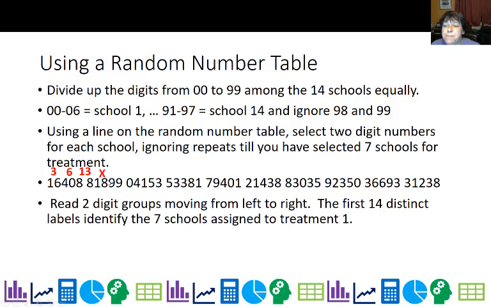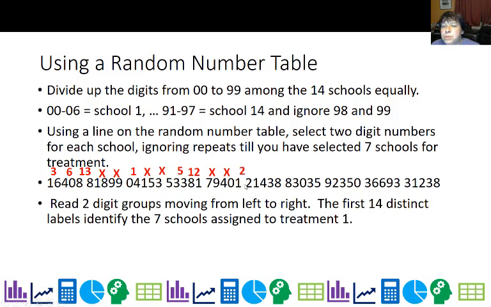Then 18 I'm not going to use because that's actually in group 3, and I already pulled that one. 99 is one of my ignores. 04 is group 1. 15 would be in group 3 again. 35 would be in group 6. 33 would be in group 5. 81 is in group 12. 79 is also in group 12. 40, we already pulled 40.